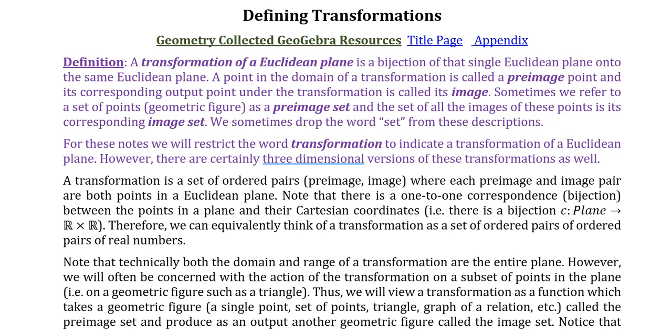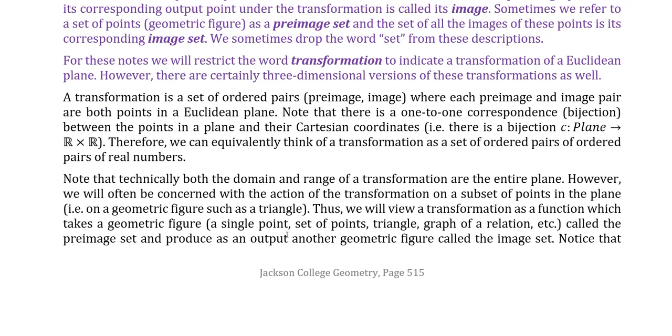And so for these notes, we're going to restrict the word transformation to indicate a transformation of a Euclidean plane. However, there are certainly other versions of transformations, for example, 3D transformations and others that we could look at. So a transformation is really a set of ordered pairs, preimage and image, where every preimage and image pair are both points in the Euclidean plane.